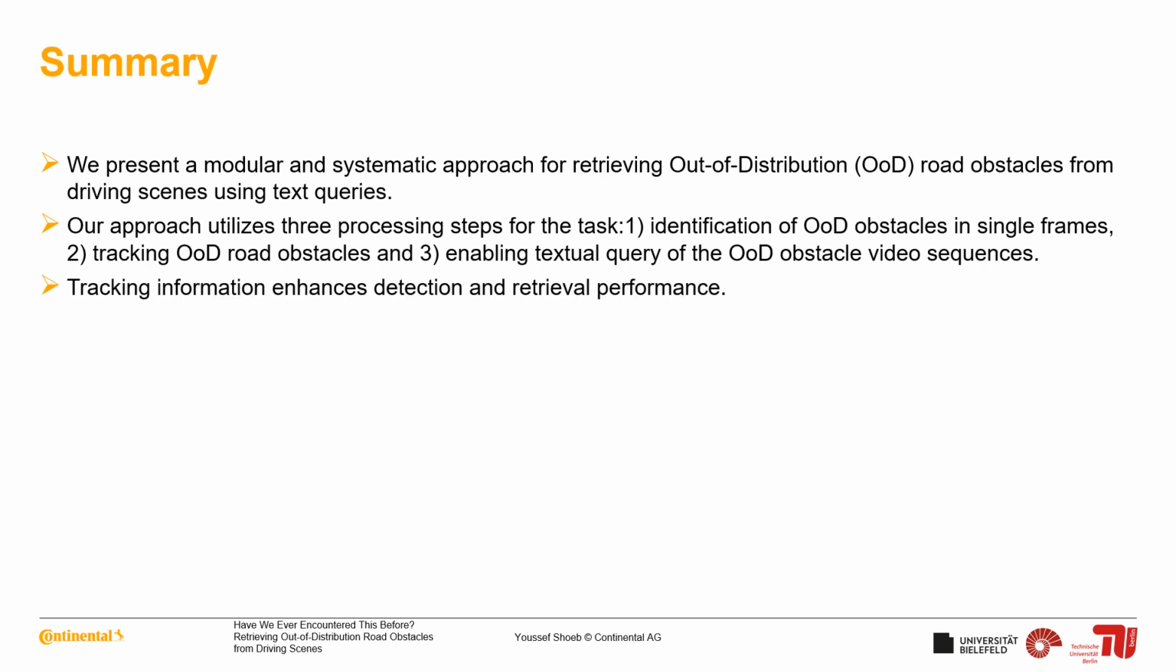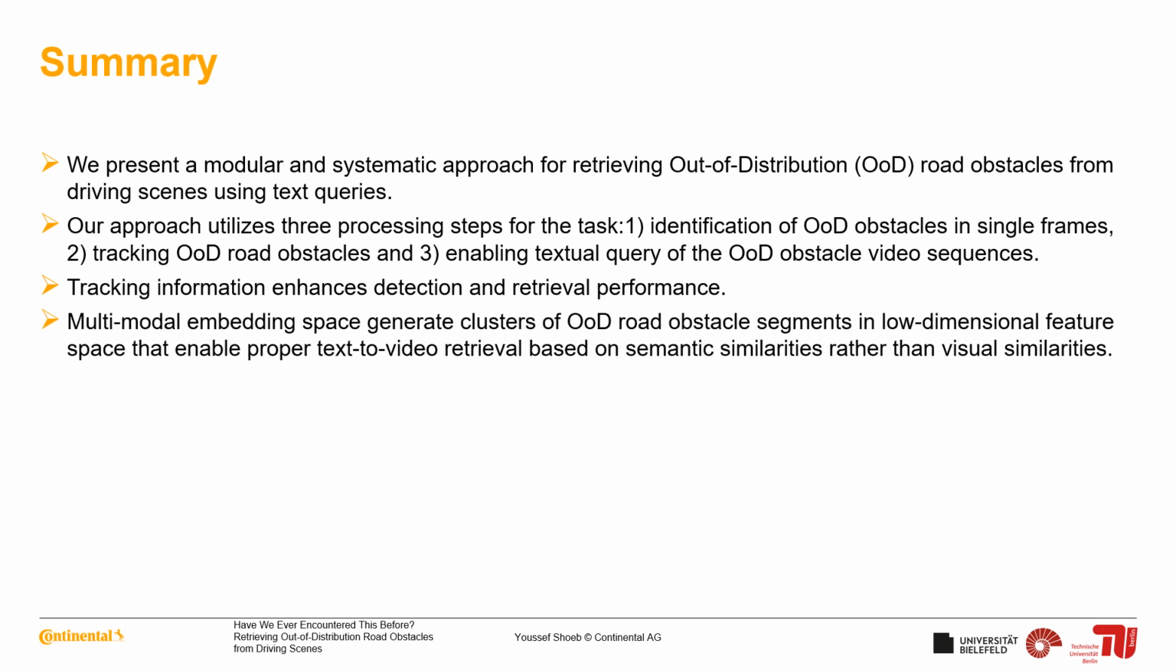We show that tracking information actually enhances this pipeline by improving the detections and improving the retrieval. And we also show that the multimodal embedding space generates clusters of OOD road obstacles in a low-dimensional feature embedding space, thus enabling proper text-to-video retrieval based on semantic similarities rather than just visual similarities, which you'd get from only using a singular modality feature encoder.